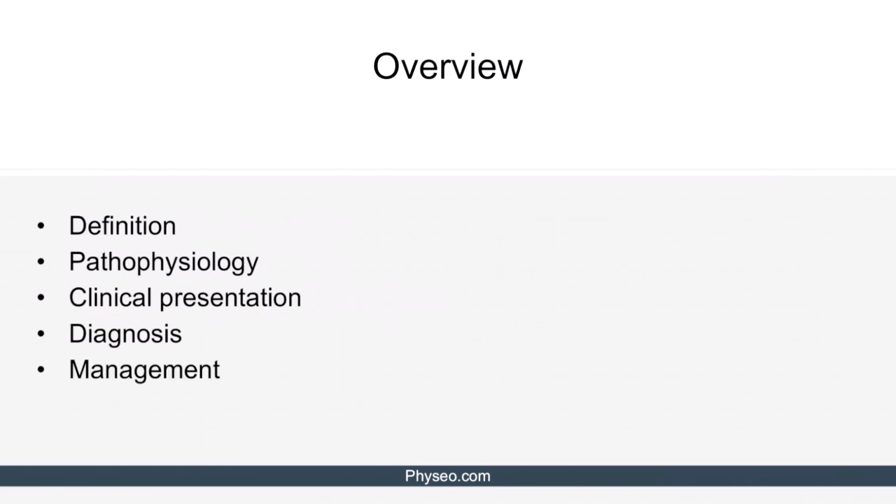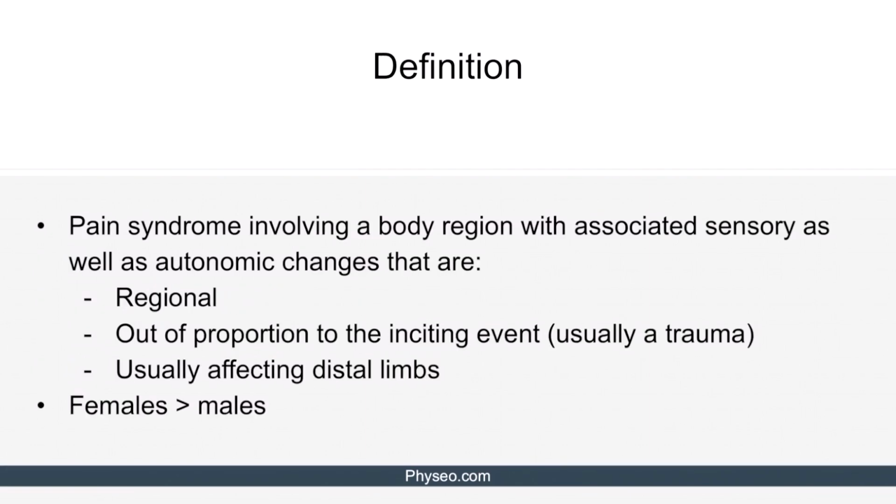Here's a list of topics that we'll be discussing for complex regional pain syndrome. Let's start with definition. Complex regional pain syndrome is a syndrome that describes the pain and the associated sensory and autonomic changes involving a body region. Now, such changes are described as regional and out of proportion to the inciting event, and usually a trauma. And it's usually localized to distal limbs. And once again, females are more affected than males.